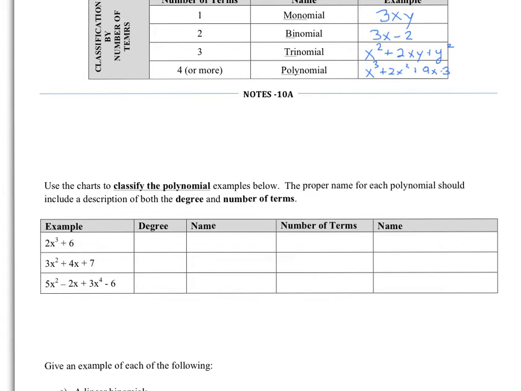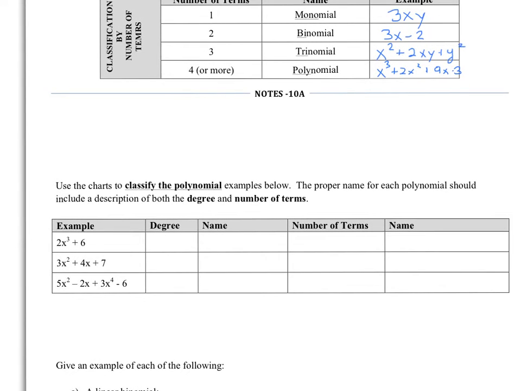This first one is a degree 3. The name would then be a cubic. The number of terms we see is 2. It's really always one more than the operation symbol. That would be a binomial. So this would be called a cubic binomial. We would just put that together as the degree and the name.